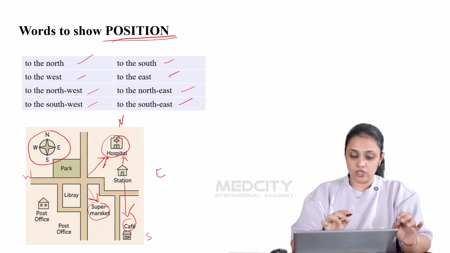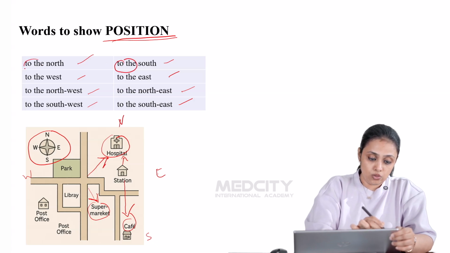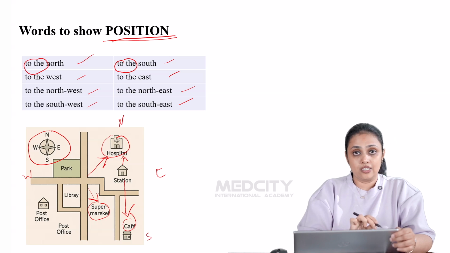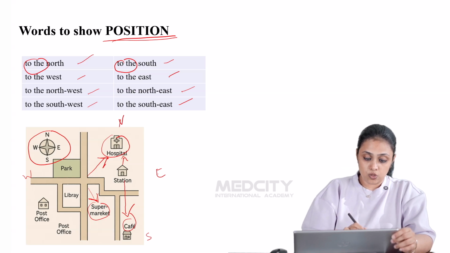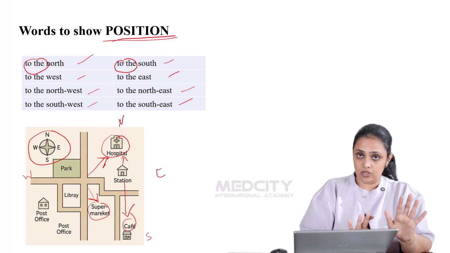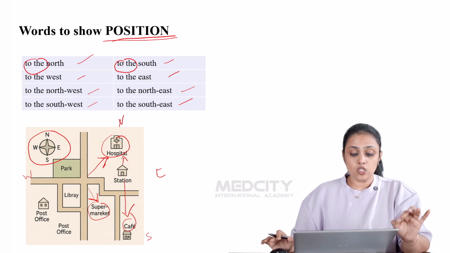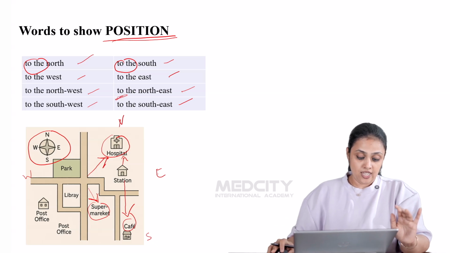And when you are mentioning position, you always have to prefix with to the south, to the north, to the northeast. That's very important. If you're talking about this hospital, the hospital to the northeastern side of whichever town it is, you have to mention that name. You cannot simply say the hospital in the northeast. No, always say to. Okay.